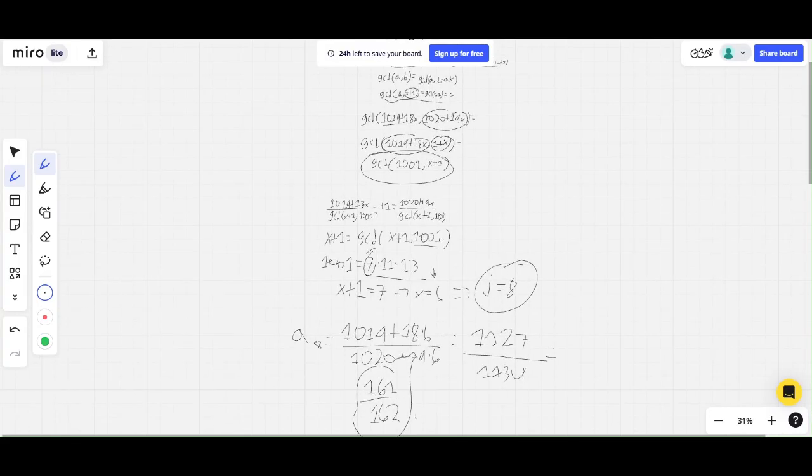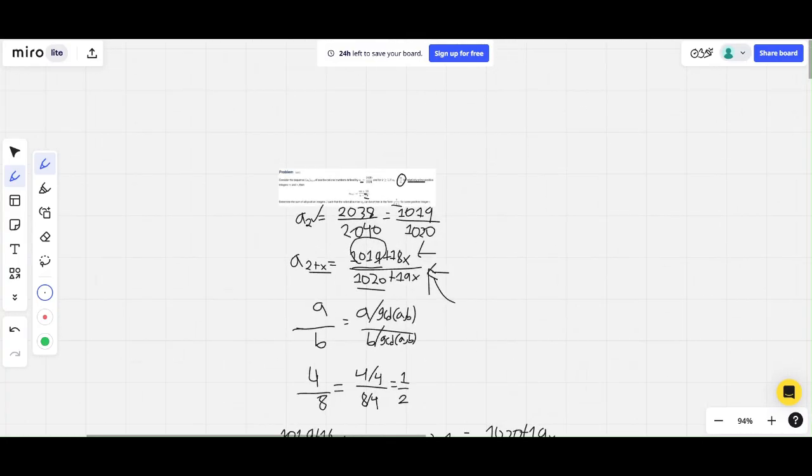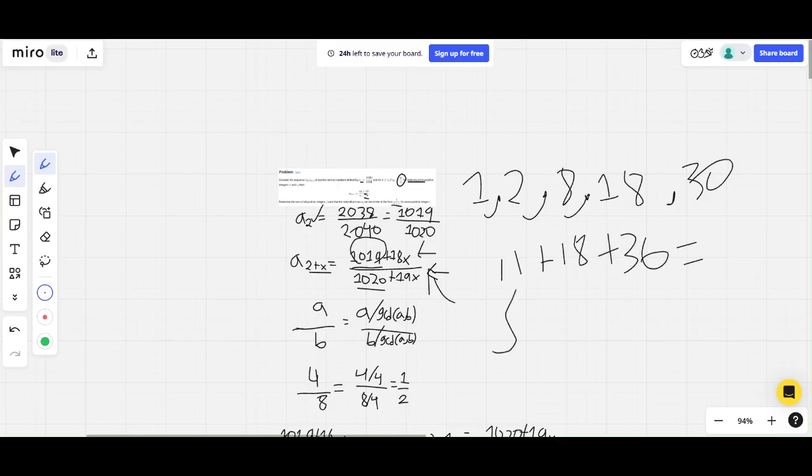So we have that all of our possible values of j are 1, 2, 8, 18, and 30. These are all of our possible values of j. And so if we add them up, then we get 11 plus 18 plus 30, and that gives us our final answer of 59.